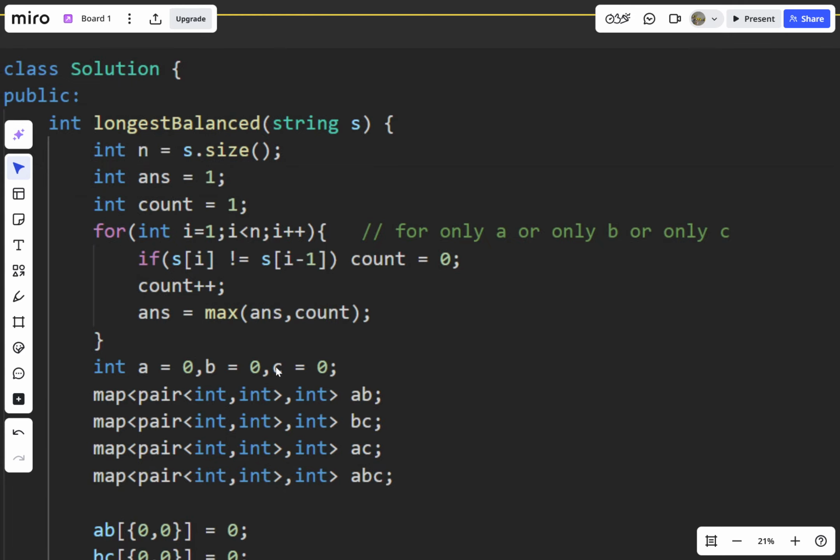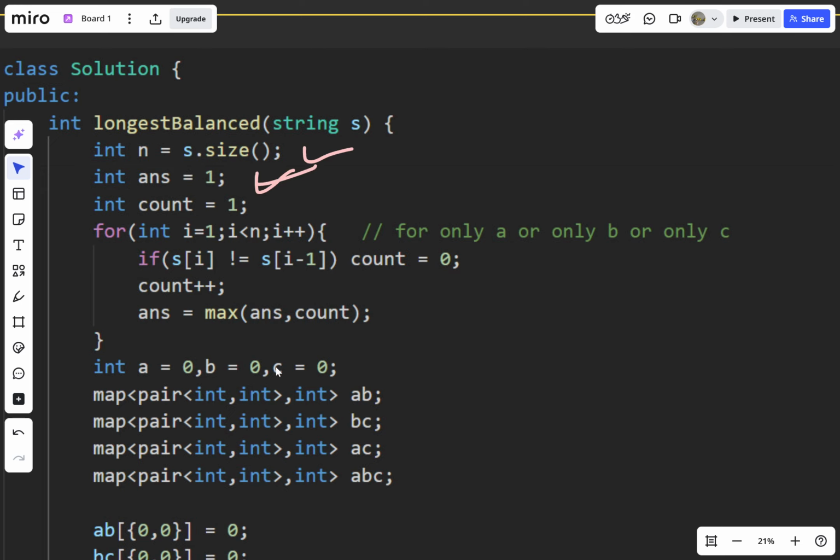Let's see the solution. This is a very structured way of writing the code. I have written it in a very structured manner to explain it correctly, because this approach might take much time to understand. But this is the optimized one, which is also in the editorial. Firstly we have initialized the size of the string, then the answer.